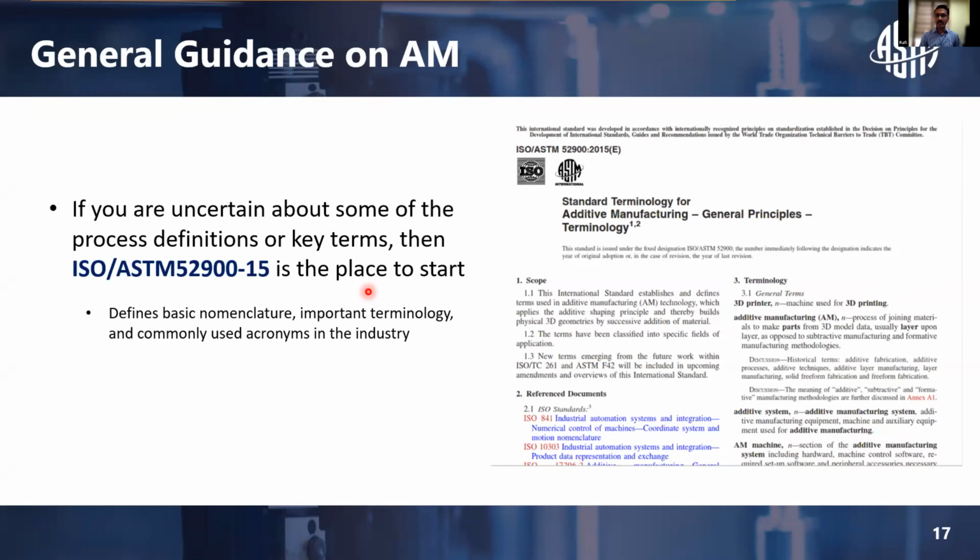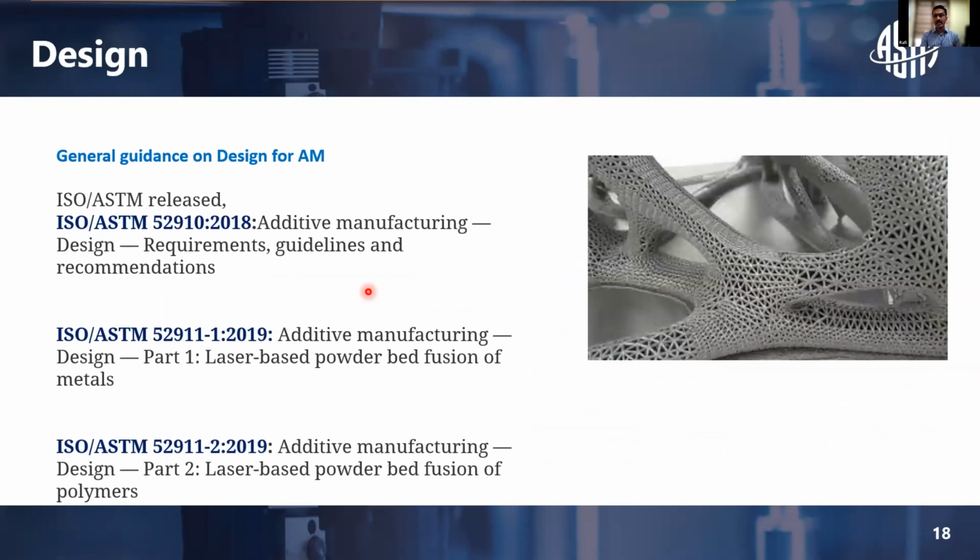The next version of the standard will be coming out soon, within another 2-3 months. And this is another generic standard for design. So this will give you general guidance on the design for additive manufacturing. So we have a standard ISO ASTM 52910, and this will give you a generic idea about the requirements, guidelines, and recommendations. That's for the general design. And if you are working on laser powder bed fusion for metals, then ISO ASTM 52911, this is a standard that you should look for.